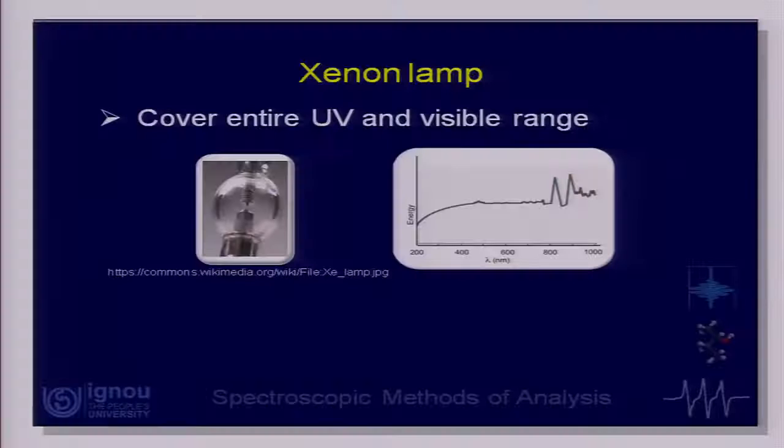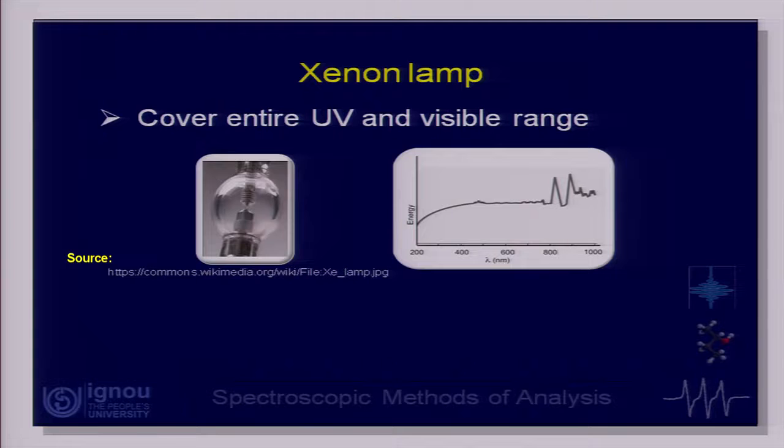As I mentioned earlier, nowadays we are using even xenon lamps in instruments for UV visible spectrometry, or UV visible spectrometers or spectrophotometers. The advantage of the xenon lamp is that it covers the entire UV and visible range. You can see that the output starts from about 200 nanometers and goes beyond 1000 nanometers. So, in one lamp itself I have the whole range.